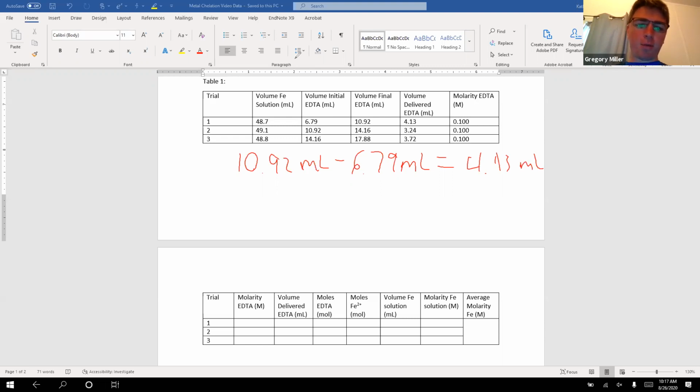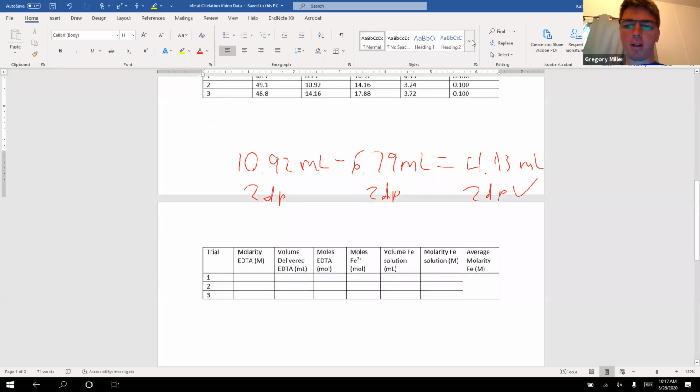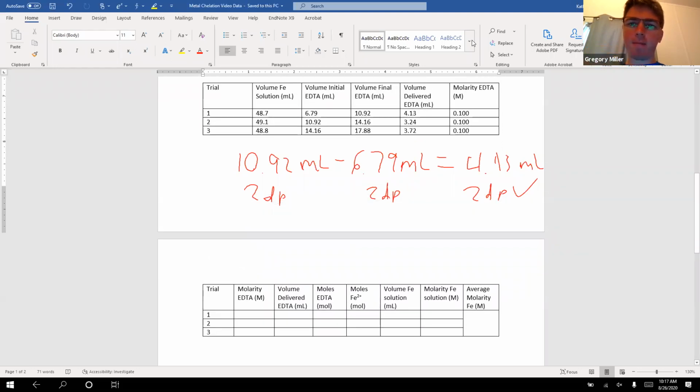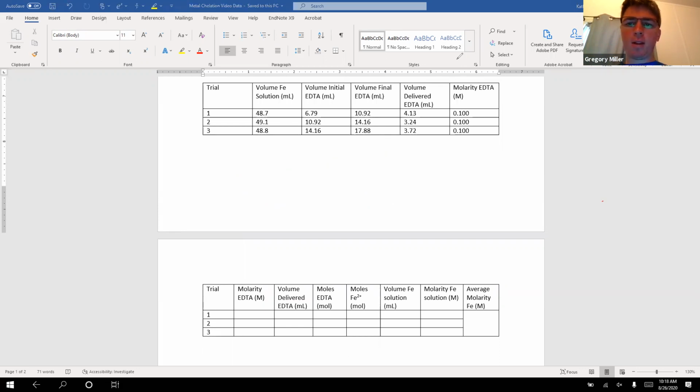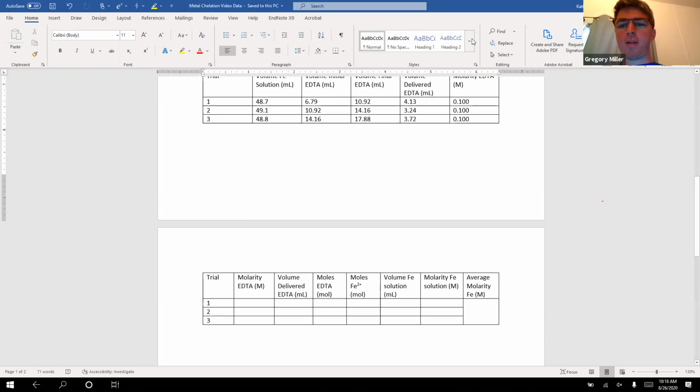Again, check sig figs. We're doing subtraction, so we care about the number of decimal places. This has 2 decimal points. This also has 2 decimal points. So our answer should have 2 decimal points, and it does. So all of that, that's the easy calculation. So that's how we got the volume delivered.